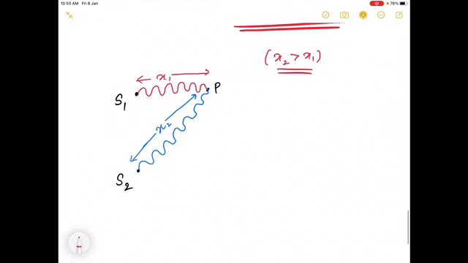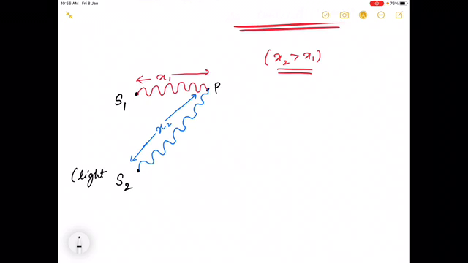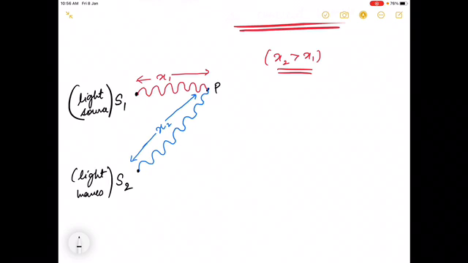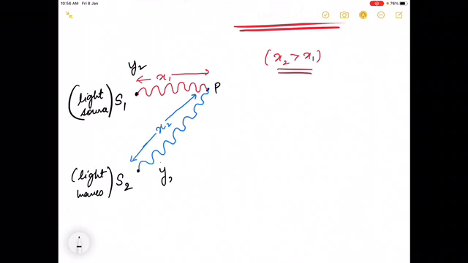These are your light sources. Remember, light is actually going like a wave, in accordance with Huygens' principle. Light source waves, call it whatever you want. Let me call the wave from S2 y2, and the wave from S1 y1. So y2 and y1 are two waves here, I can clearly say that.